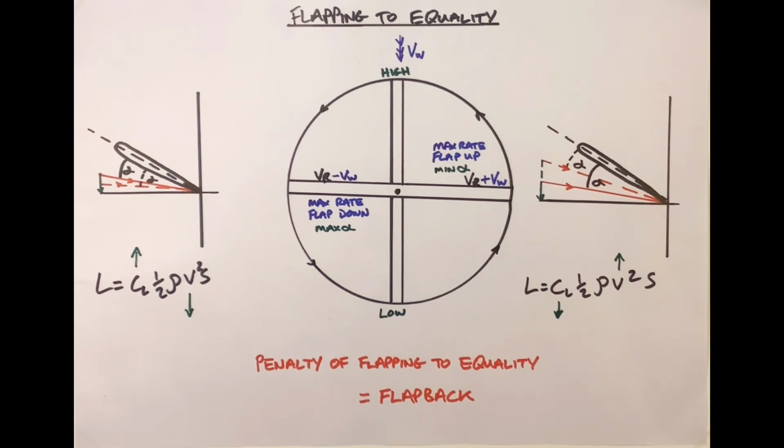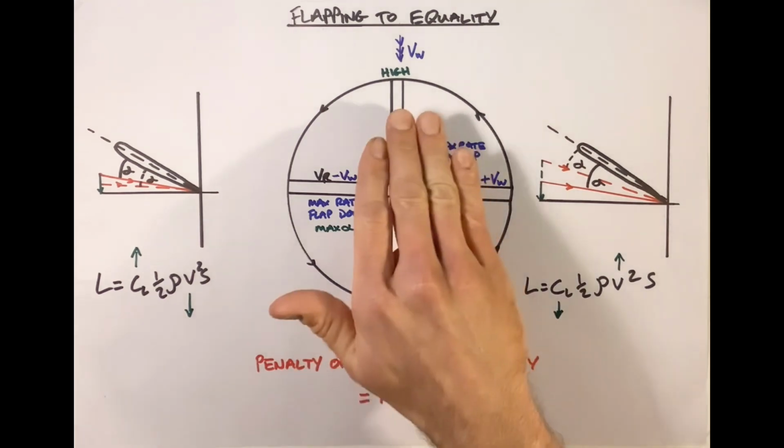So the important thing to note here, therefore, is that as we start to move forwards, or if we're in the hover and we start to experience a wind speed from the front, we're going to experience dissymmetry of lift, which will create flapping to equality and therefore flap back. And so we're going to need to put forward cyclic on in order to prevent the disc from flapping upwards and increase our movement forwards as required.